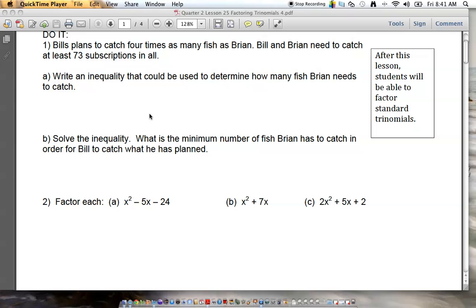All right. Number one here, Bill plans to catch 4 times as many fish as Brian. Bill needs to catch, oh, that's weird. All right, so 4 times as many subscriptions, who cares? At least 73 subscriptions in all. So it says write an inequality. Now, this is a fairly common type of thing they ask you to do on the Regents. We've been doing a lot of write equations, but this is a little different in that it says to write an inequality. So that means there's 2 people here. There's Bill and Brian.